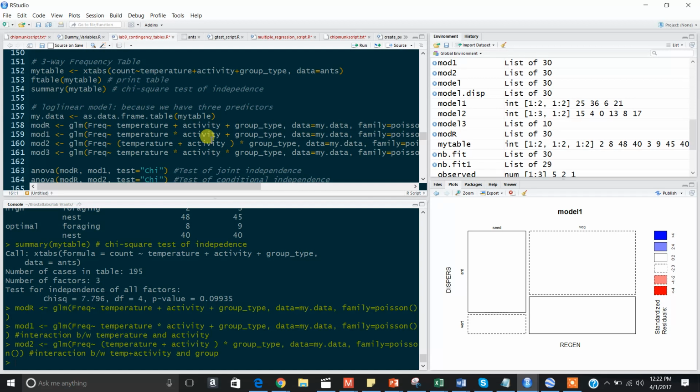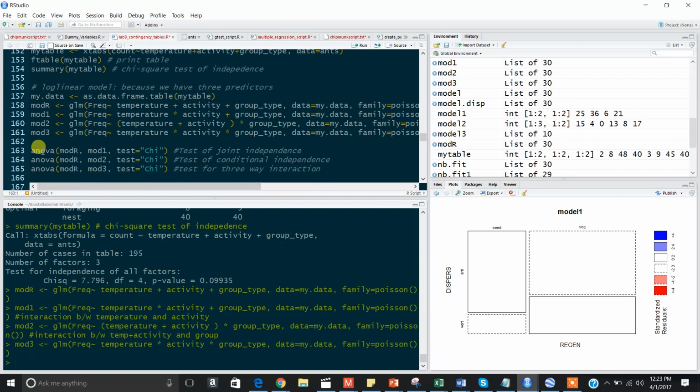These are all being stored right now. And then the fourth model I'm running, which is mod 3, tests for a three-way interaction. So you have an interaction term between all three predictors. So we'll run that. Again, that's a three-way interaction.